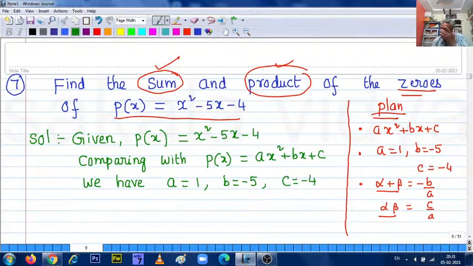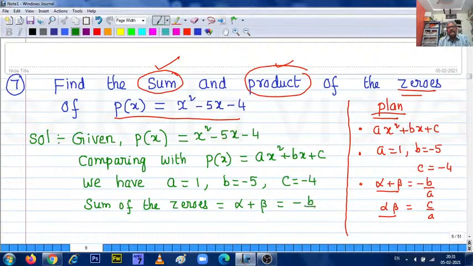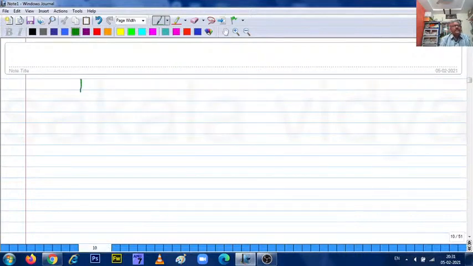Now first, very good Sirisha. First, sum of the zeros. Sum of the zeros is equal to the formula alpha plus beta equals minus b by a. b is minus 5, a is 1. So we get minus of minus 5 upon 1. Minus into minus is plus, 5 by 1, 5. The answer is 5.